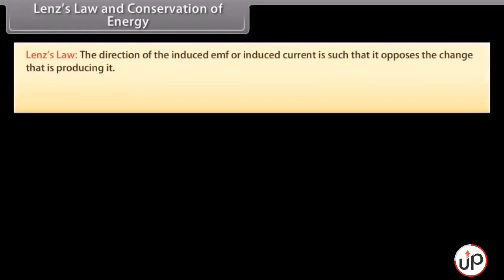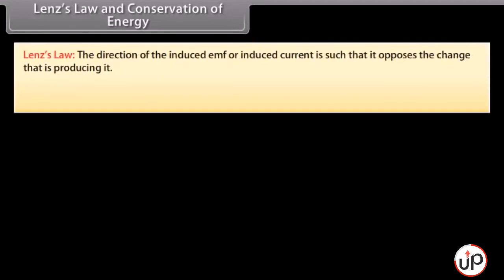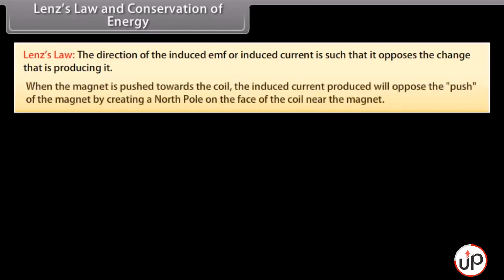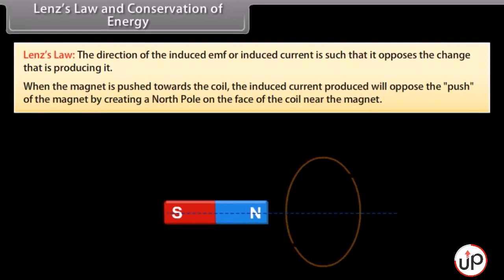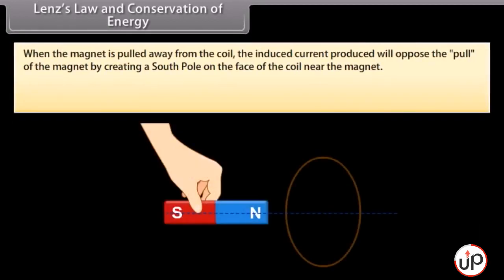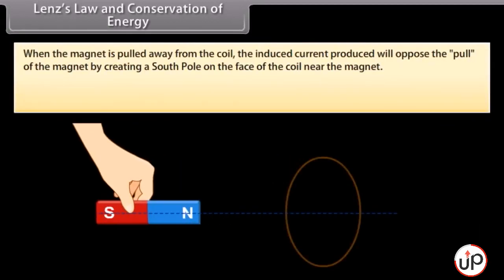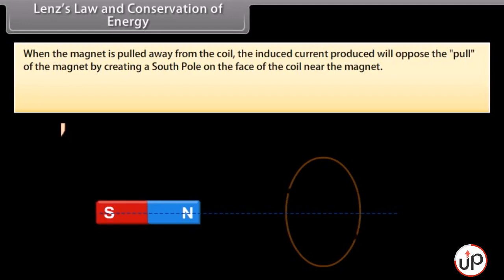Lenz's law and conservation of energy. Lenz's law states that the direction of the induced EMF or induced current is such that it opposes the change that is producing it. When the magnet is pushed towards the coil, the induced current will oppose the push of the magnet by creating a north pole on the face of the coil near the magnet. When the magnet is pulled away from the coil, the induced current will oppose the pull of the magnet by creating a south pole on the face of the coil near the magnet.